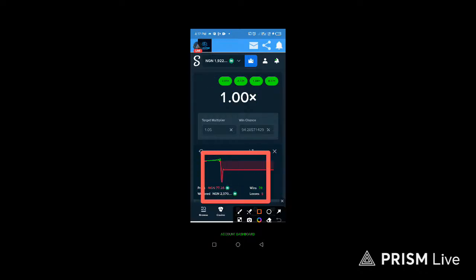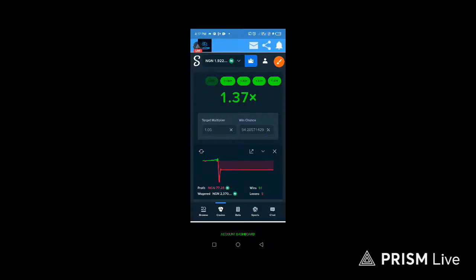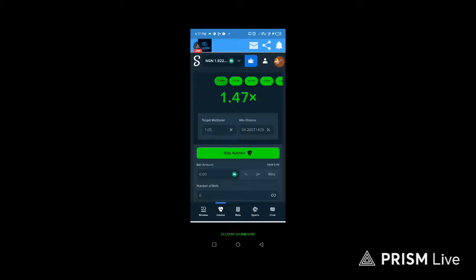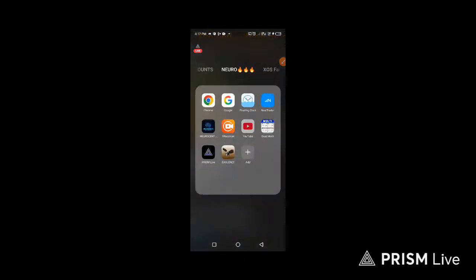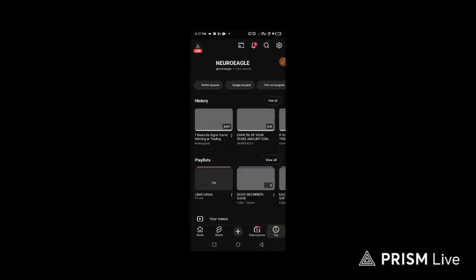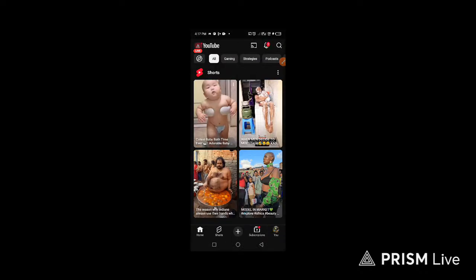So we are down by 77 naira. So if we just need one more win and we are going to spike up back to the green zone. So let's watch patiently. I want to confirm if I'm still live.